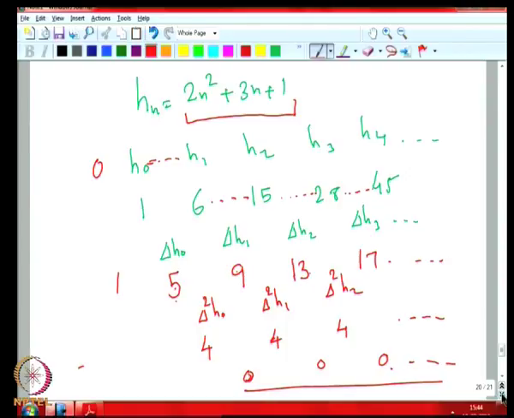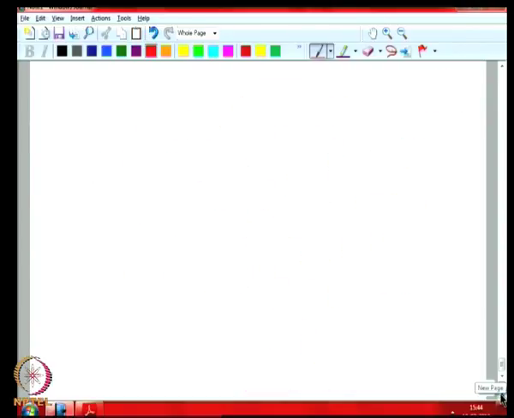What is the reason for that? In the next class we will see that if the general term is given by a polynomial of degree k, then from the k plus 1th row onwards, it will be 0. We will prove it in the next class.